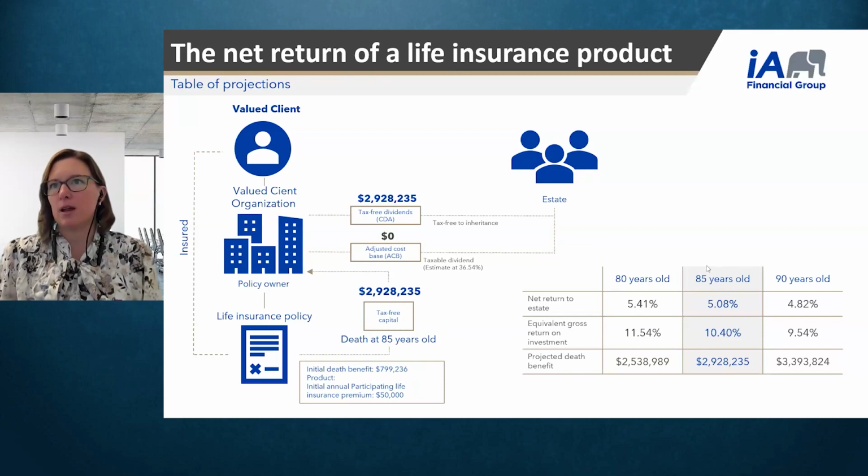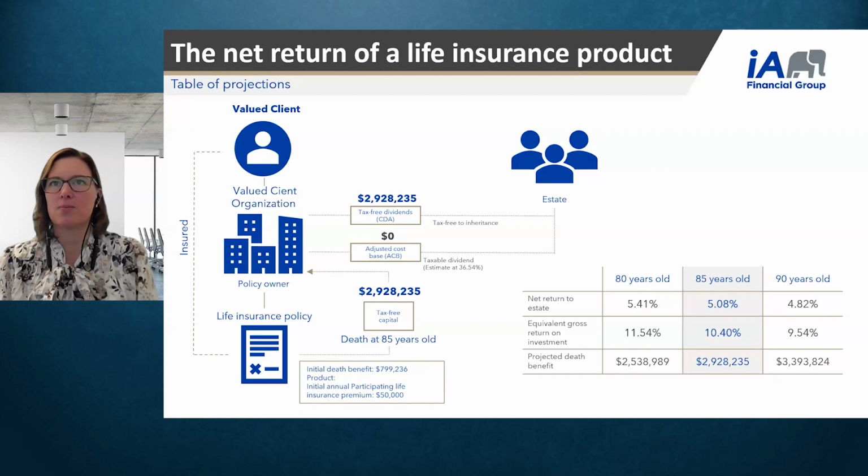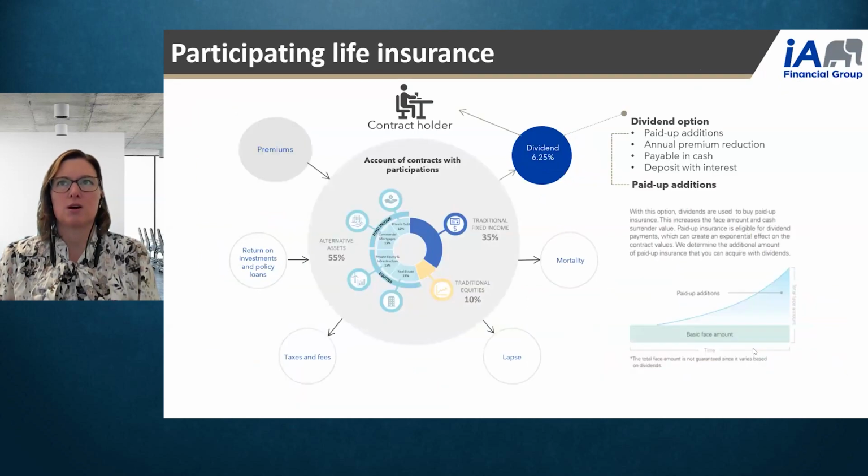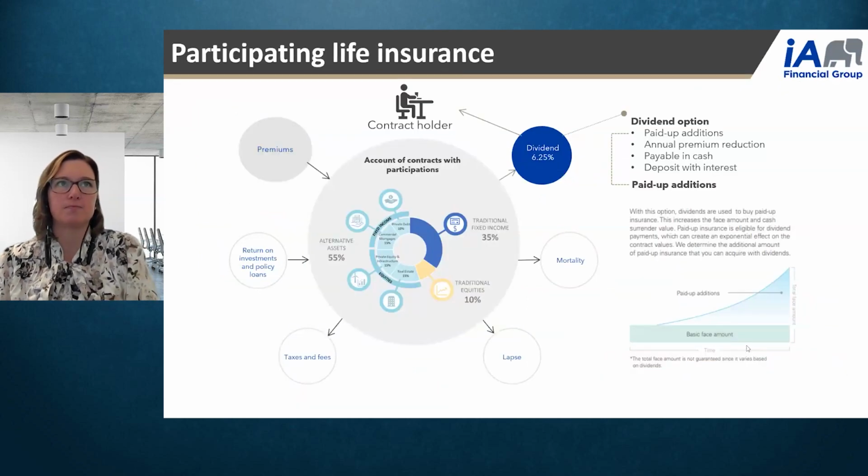The table on the right really just gives you something similar. We can adjust these amounts for different years. If you want to look at this happening at age 90, for example, and highlight that, we can do that. It gives you what the net return at the end of the day is for the estate, gross return on investment, and then that projected death benefit. So you can really compare this to other strategies that the clients are working on.